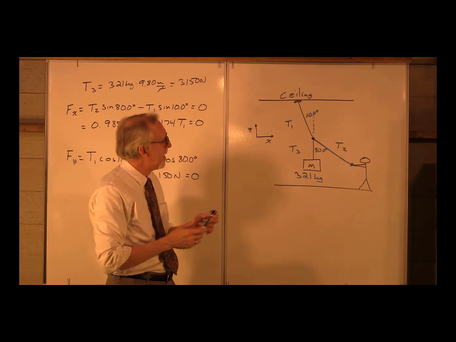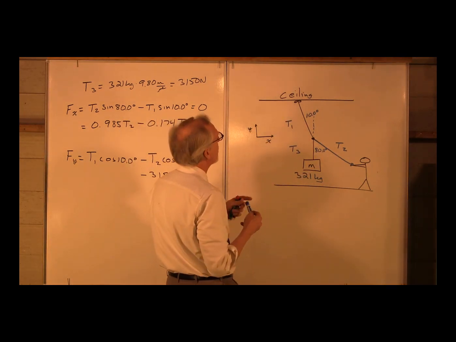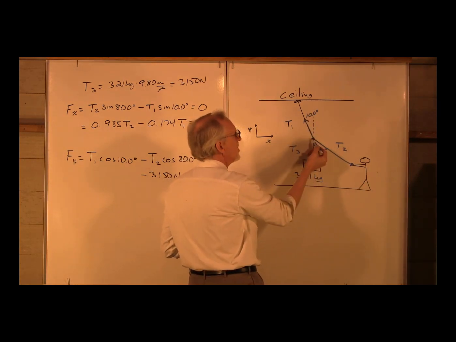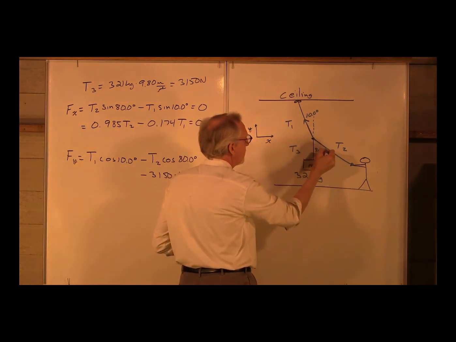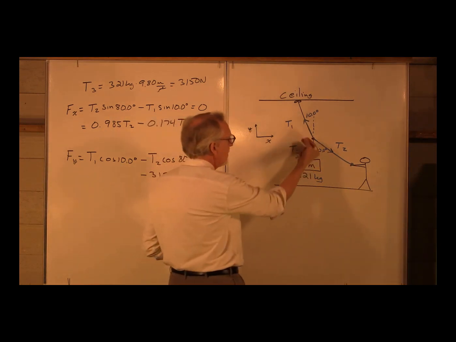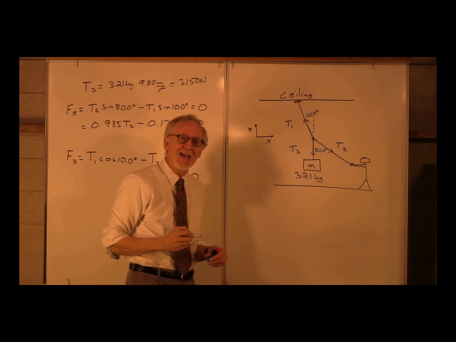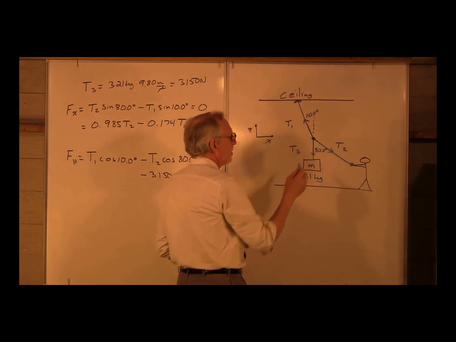Well, T1, remember, is pulling up that way, so T1 exerts a force in that direction, on this point. T2, pulling down that way, exerts a force down that way, in that direction. T3, pulling down here, pulls directly straight down. Those are the directions all acting at that point.